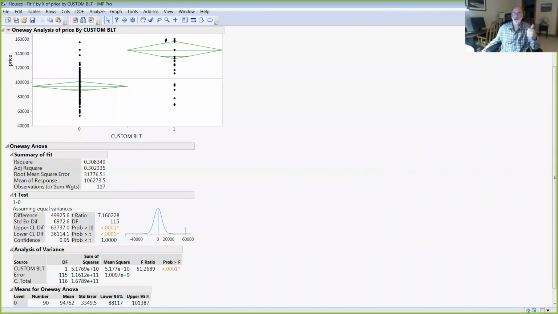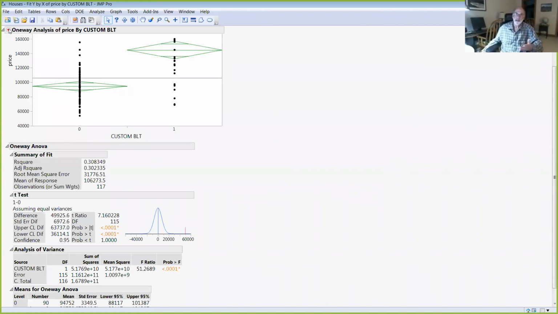What is the standard deviation of custom-built homes? What is the standard deviation of non-custom-built homes? Use each of those sample standard deviations to estimate each of those separate standard deviations, and it results in more variability in the test that we're conducting. What does that look like?